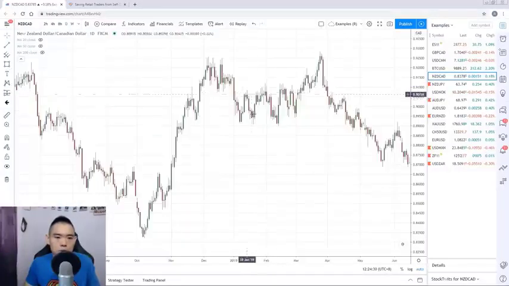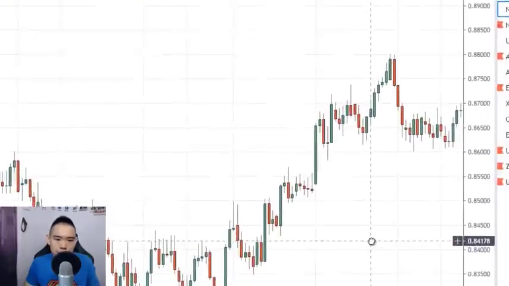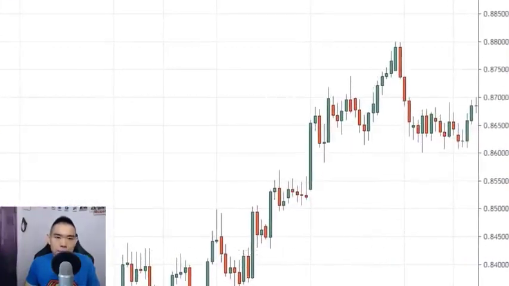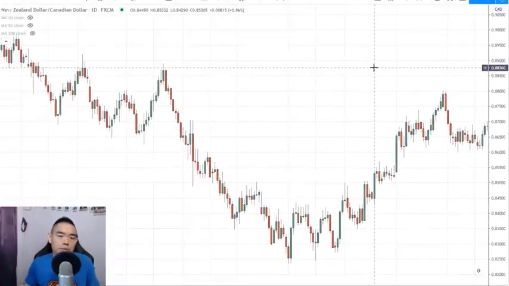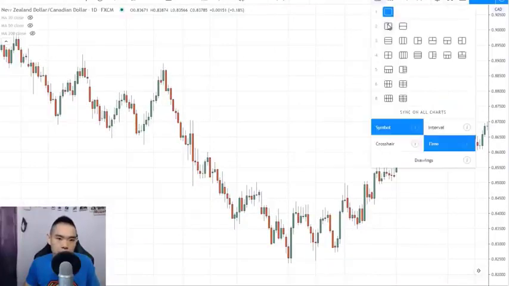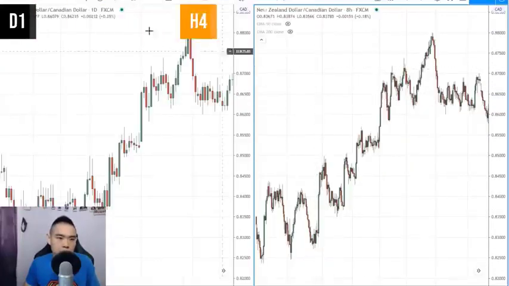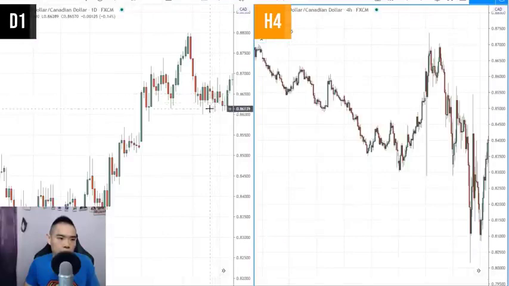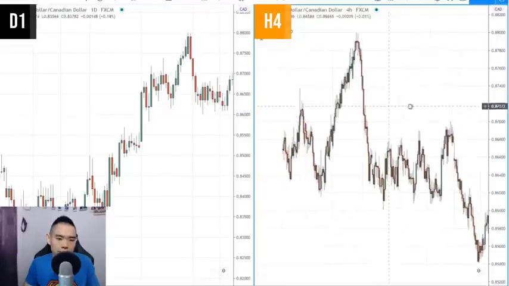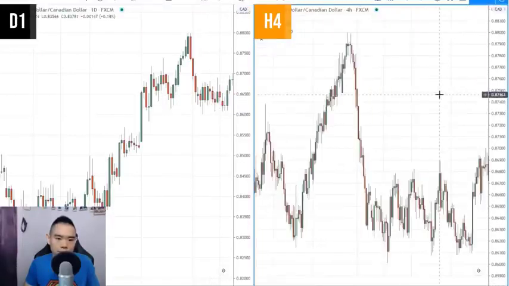Earlier we talked about the New Zealand Canadian, and I mentioned that over here we have this build up being formed. So this is in a low volatility environment. And then we got an entry trigger on the lower time frame using the pre-breakout technique. So let me split the chart into two. Okay, so this is the New Zealand Canadian. This is, let's say, the 4-hour time frame. The daily time frame and the 4-hour time frame, side by side.